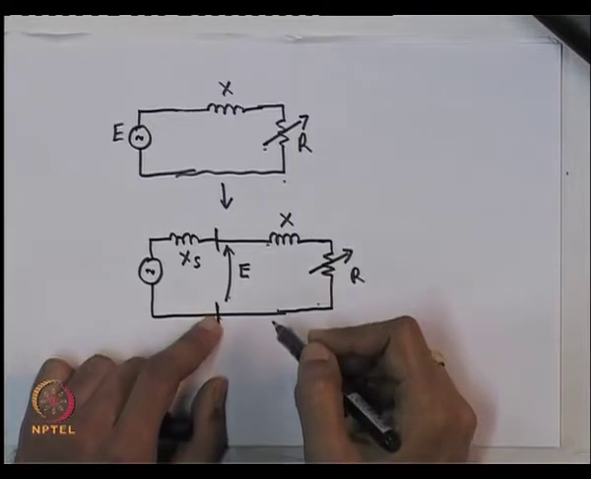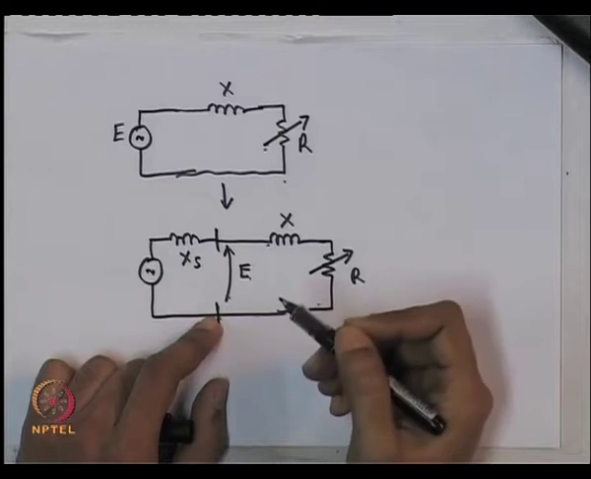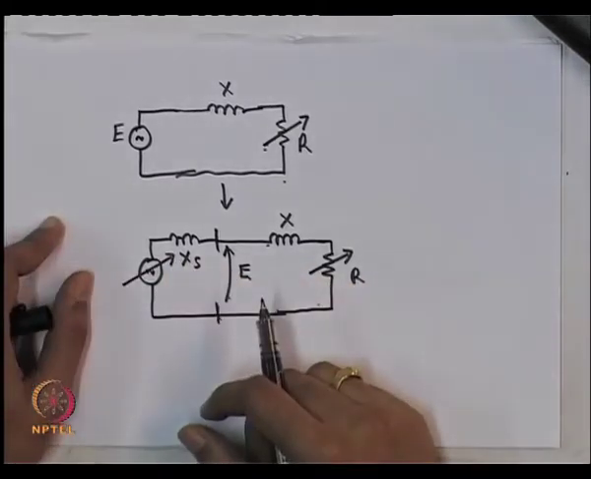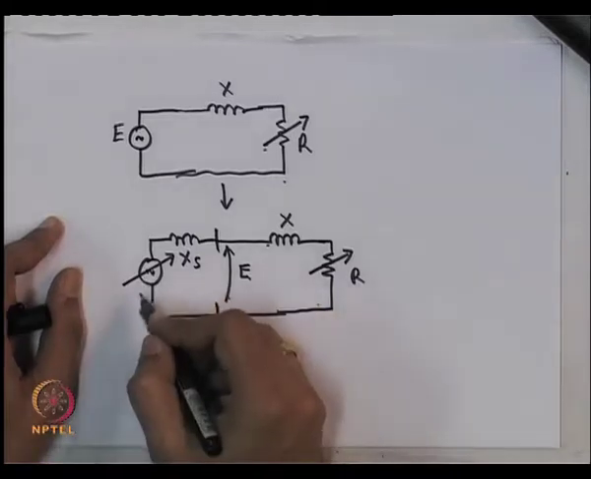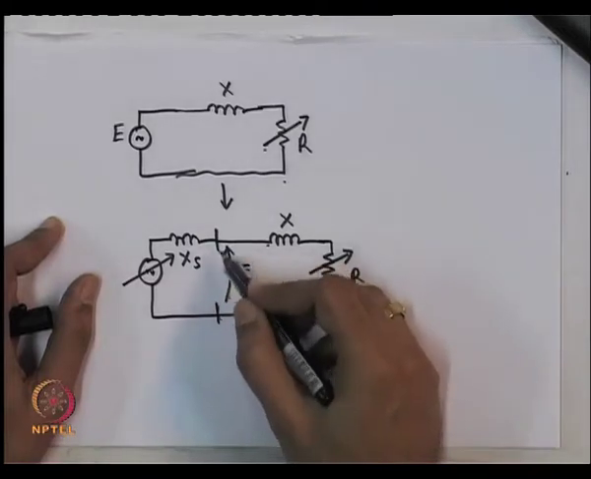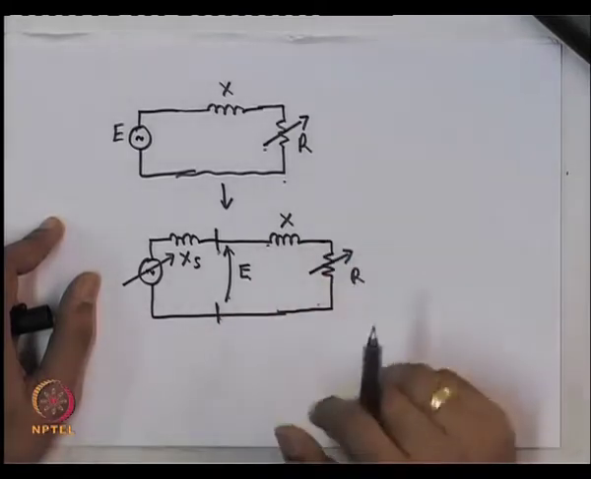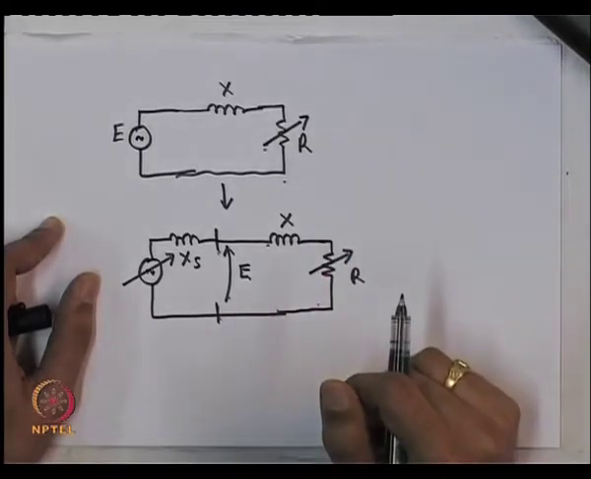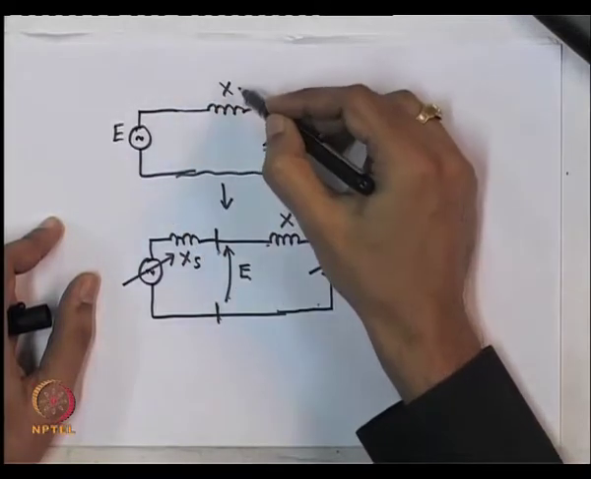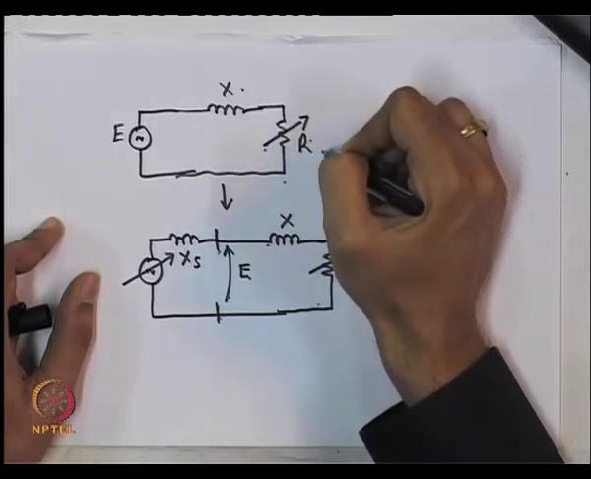But the point is that this E is maintained constant how? By the synchronous generator itself. The field voltage of a synchronous machine can be controlled so that the terminal voltage of the machine equals E, or nearly equal, almost maintained, regulated at E. So, in a normal system, this X is not normally very large, it is never anywhere close to the load resistance.